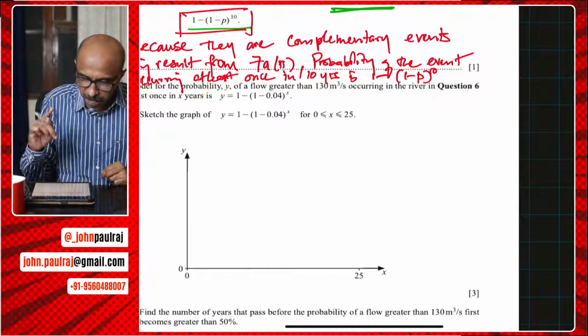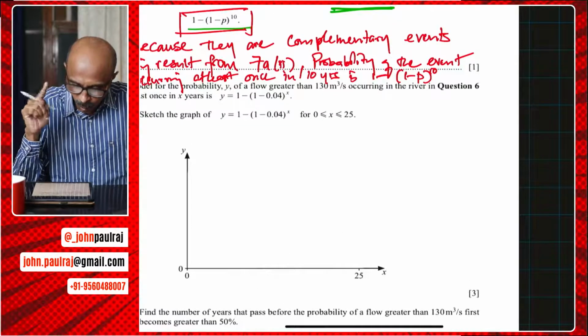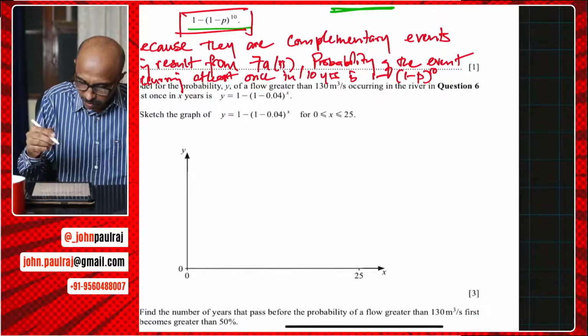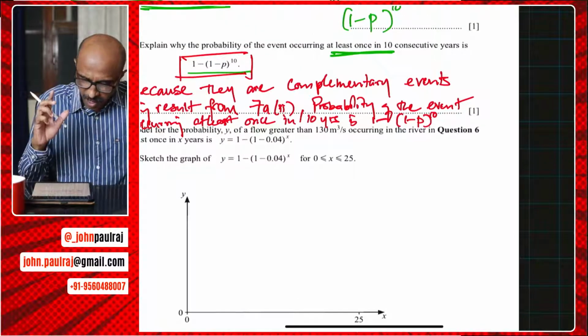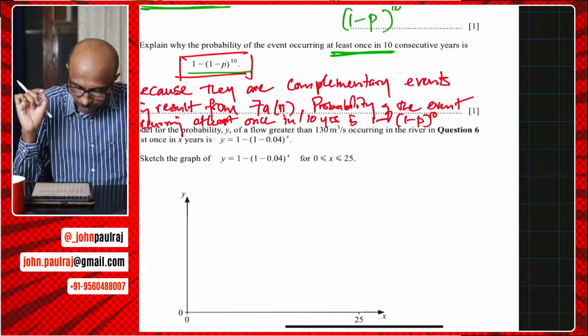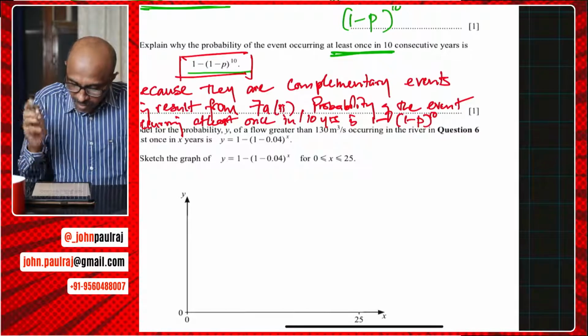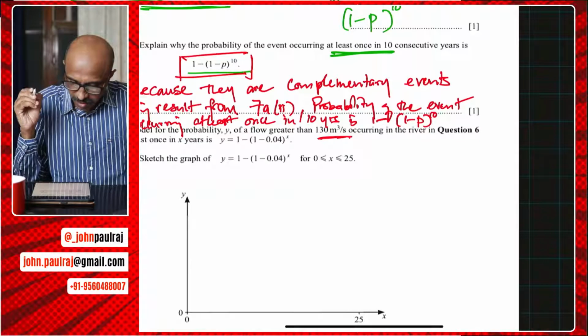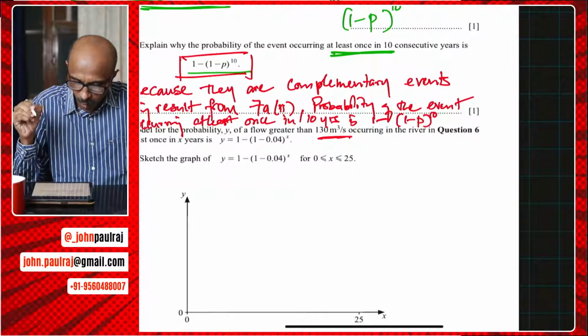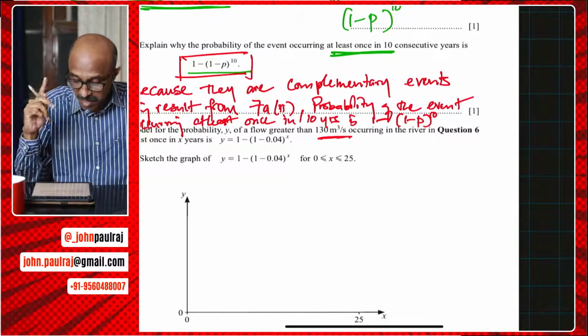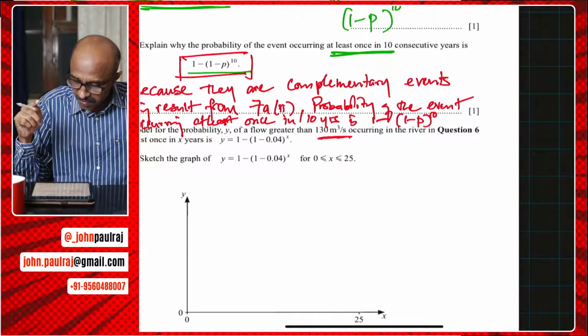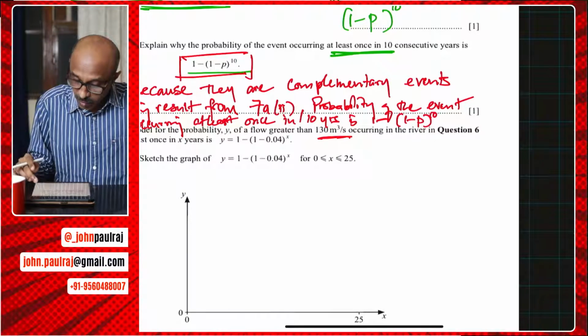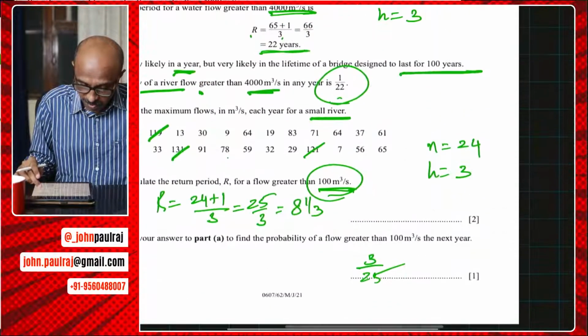B, all right, B says a model for the probability Y. Okay, so on the y-axis it is the probability. This is the probability you're looking at. A model for the probability Y of a flow greater than 130 meter cube per second occurring in a river in question 6, in the river. Okay, it's the same river we are talking about. It's the same river. Sorry about that.